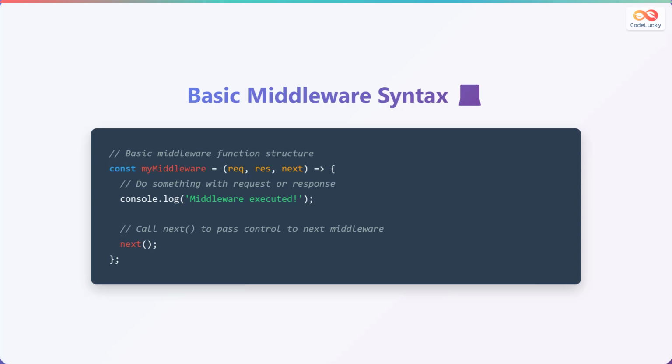Here's the basic syntax for a middleware function. A middleware is defined as a constant. The middleware is a function that accepts three arguments: req, res, and next. req is the request object, res is the response object, and next is a function to call the next middleware in the chain. Inside the middleware function, you can perform operations on the request or response. Finally, you must call the next function to pass control to the next middleware. For example, const myMiddleware is a function accepting req, res, next. It logs middleware executed, and then calls the next function.